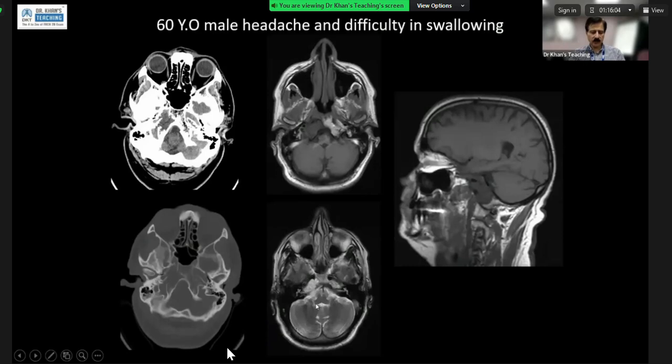Candidate 2, I've given you a CT scan, MR T1, CT scan, MR T2, MR T1. Over to you.